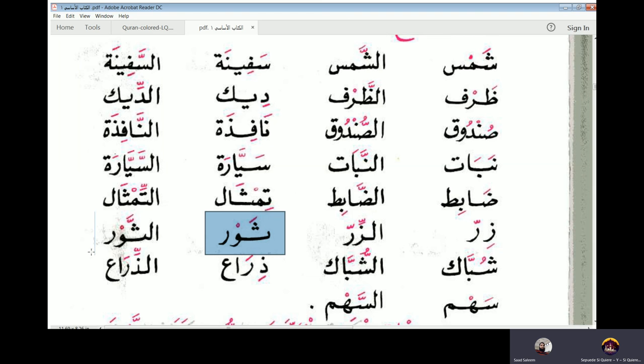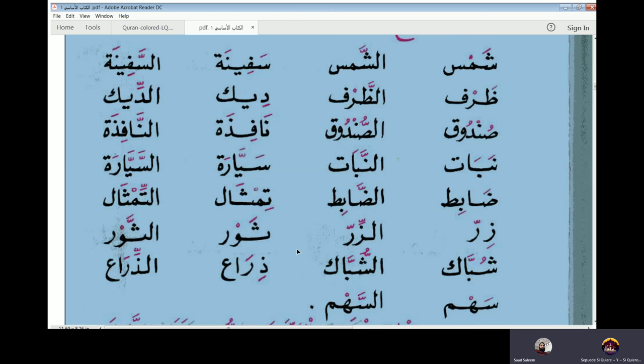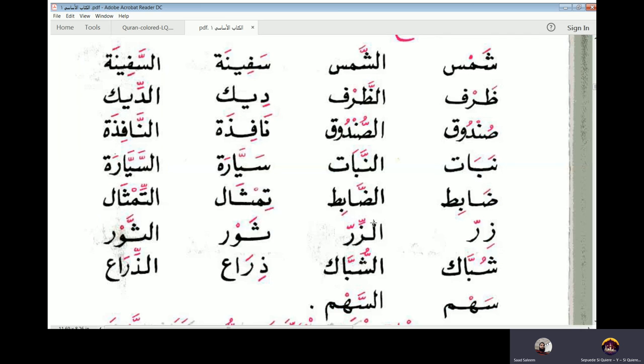Taurun is an ox. Taurun is an ox, and Aththauru is the ox.